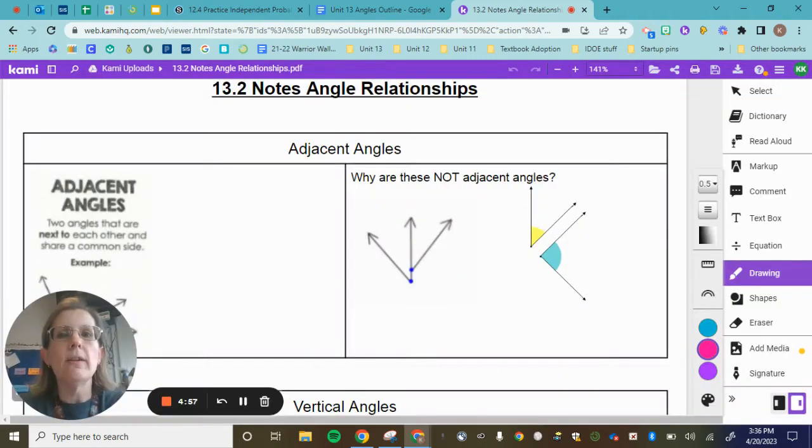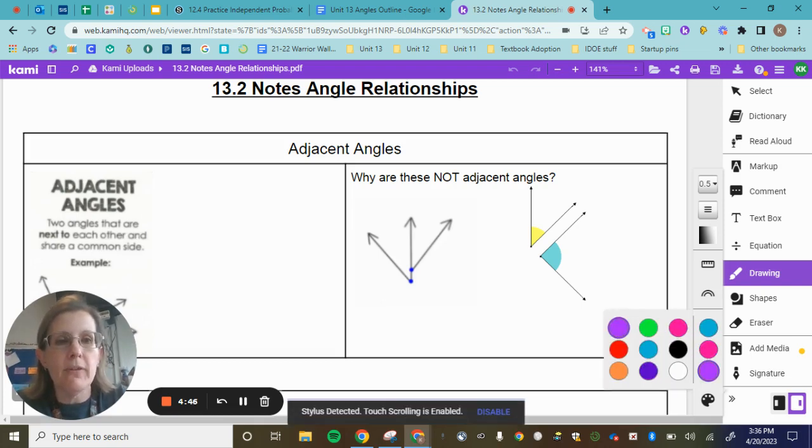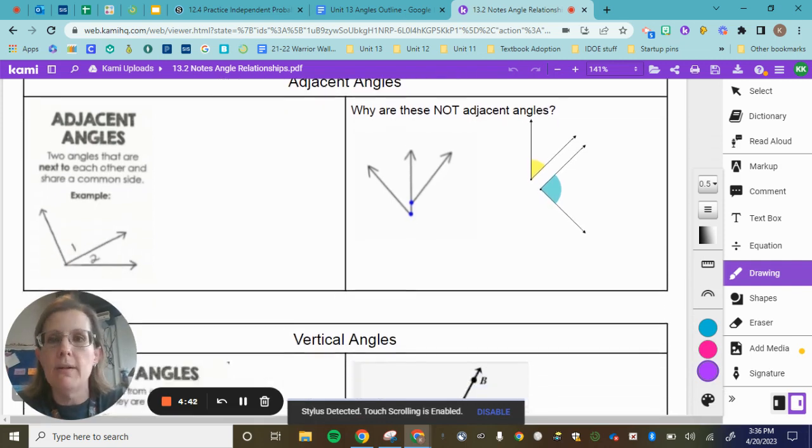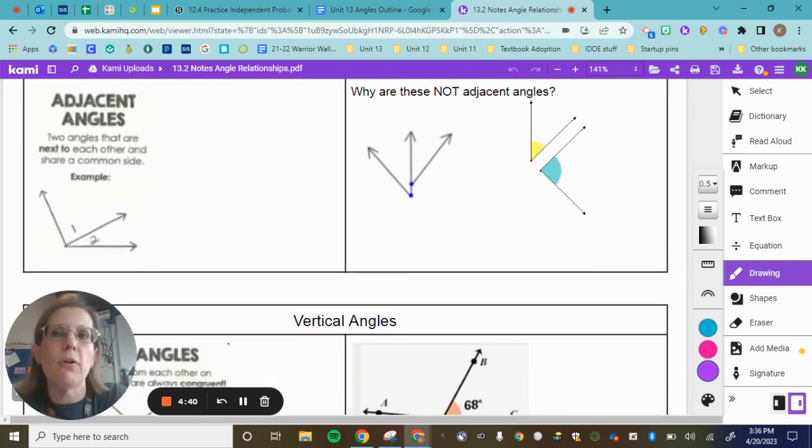Today in Unit 13, Lesson 2, we're going to talk about some relationships that we can use with angles to solve problems. In Lesson 1, we talked about classification of angles, but now we're actually going to be using numbers. So the first vocab word is adjacent angles. Adjacent means next to each other.